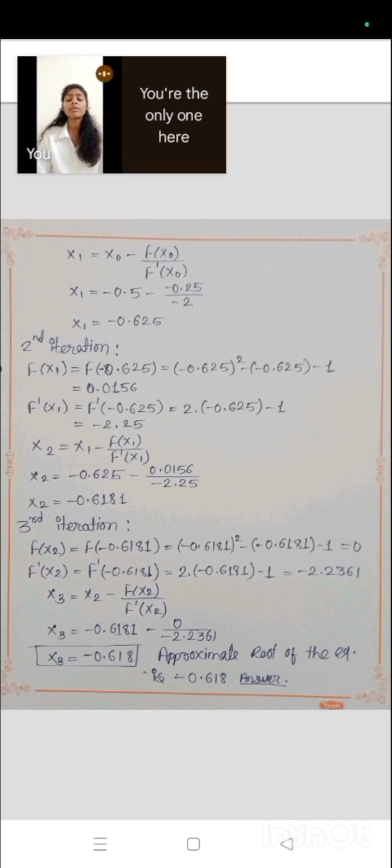So when we solve the equation for x3, we will get the value x3 is equal to minus 0.6181. So we can find the approximate root of the equation x square minus x minus 1. The root is minus 0.6181. In this way we solve the question.